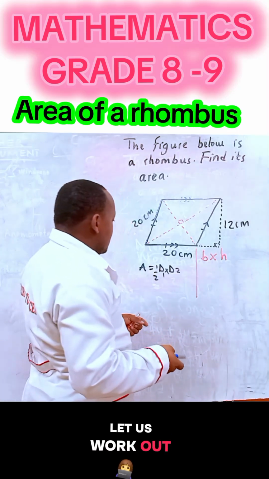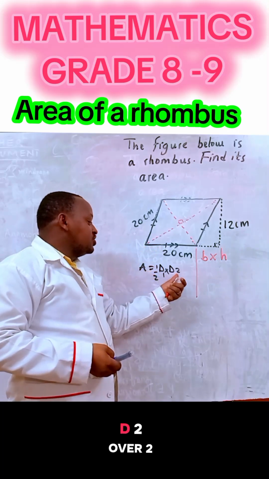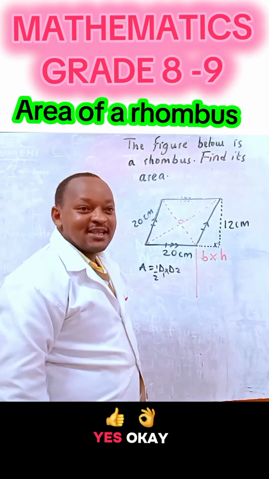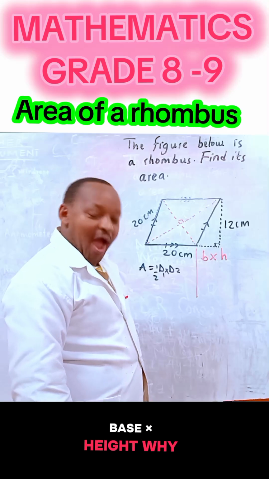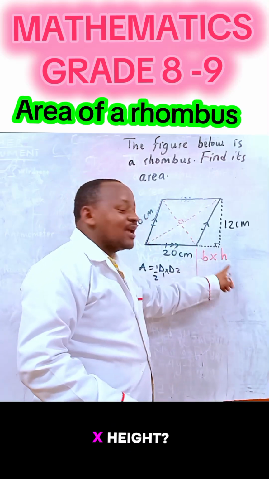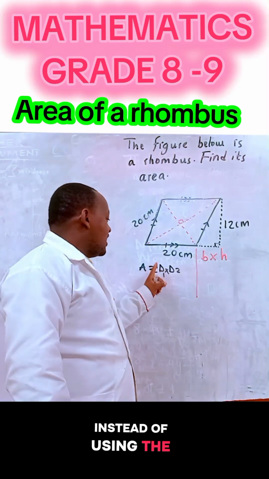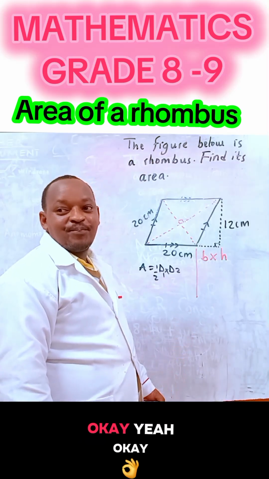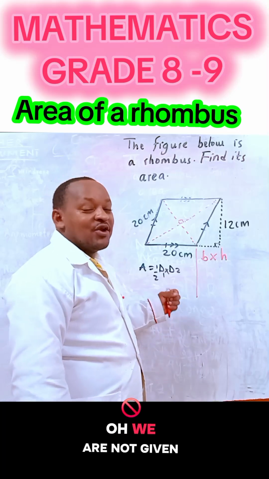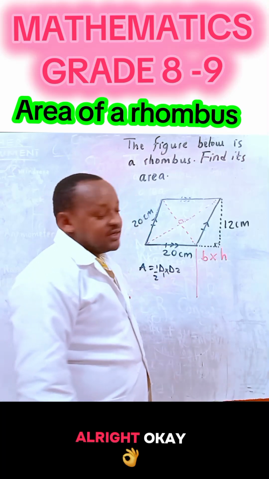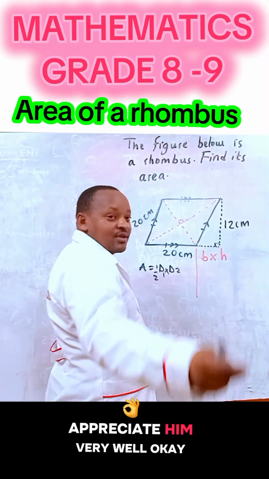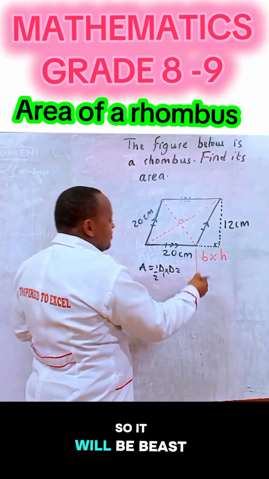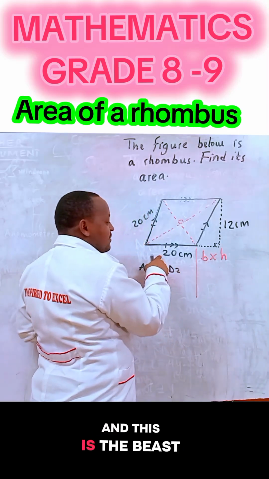Are we going to use d1 times d2 over 2, or are we going to use base times height? Why are we going to use base times height instead of d1 times d2 divided by 2? Oh, we are not given the diagonals. All right. Appreciate him. Very well. Now let's come here. So it will be base times height, and this is the base.